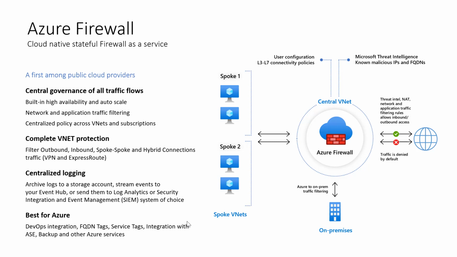Also, since it's a first-party solution from Microsoft, you can have the integration with DevOps. You have the FQDN tags already available in Azure Firewall. We'll see that in the Azure portal. For other services like Azure Backup, you can easily enable that FQDN tag as well. Now let's talk about Azure Firewall's key features.